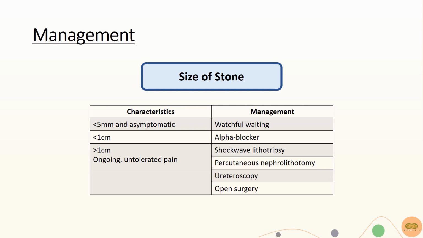If the stone is less than 1 cm, an alpha blocker such as doxycycline is recommended. If the stone is more than 1 cm, or if patient is experiencing ongoing, untolerated pain, surgical treatments can be offered. The type of treatment is based on the size of the stone, age, contraindications such as pregnancy, or any anatomical considerations. These would include shockwave lithotripsy, percutaneous nephrolithotomy, ureteroscopy, and open surgery.